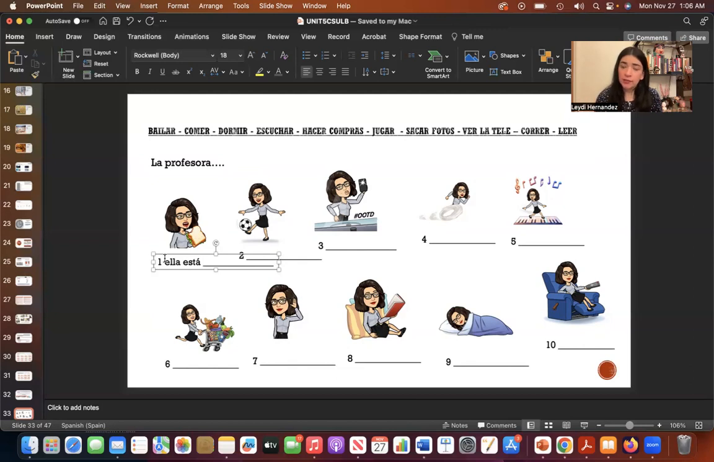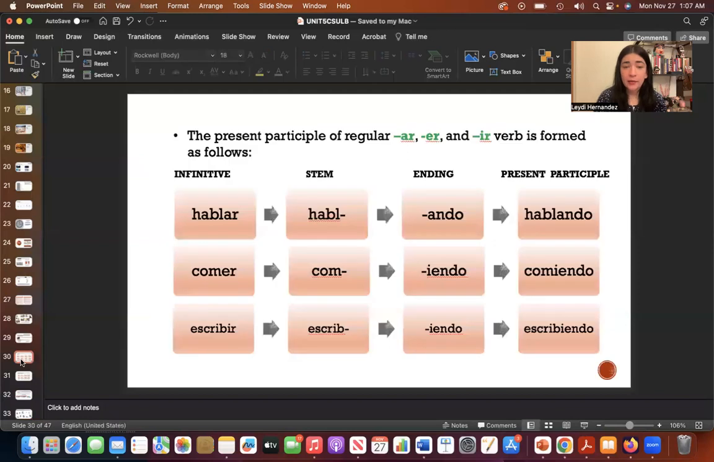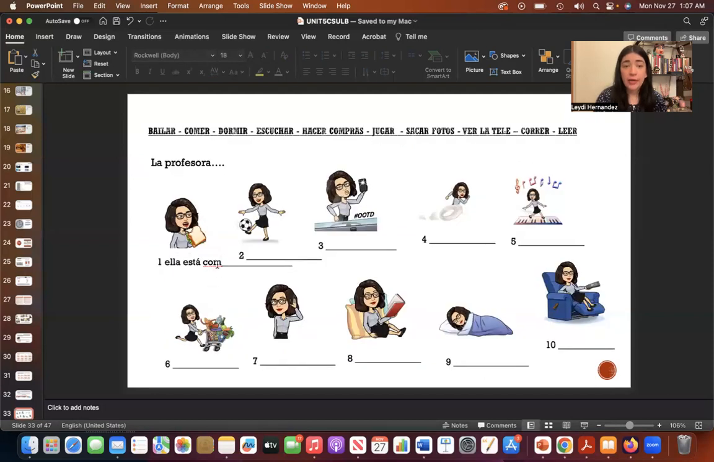What is to eat in Spanish? To eat is comer. But comer is not the present participle. Comer is just the infinitive. So we need to conjugate it. We drop the ending. We have the stem, com, and we add the ending for the present participle, which is, if we go back, we're gonna see that for ER verbs, the ending is iendo. Okay, so ella está comiendo.